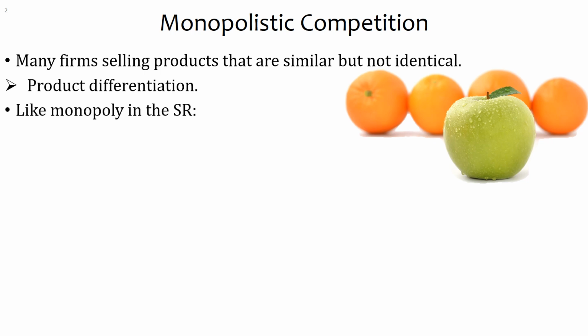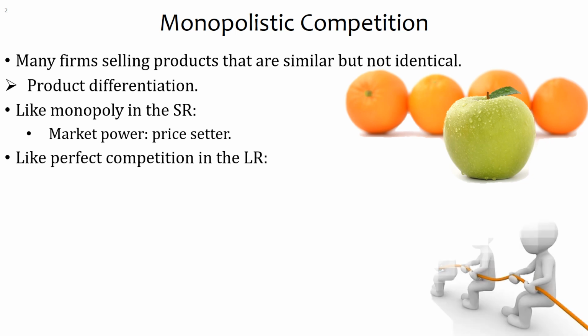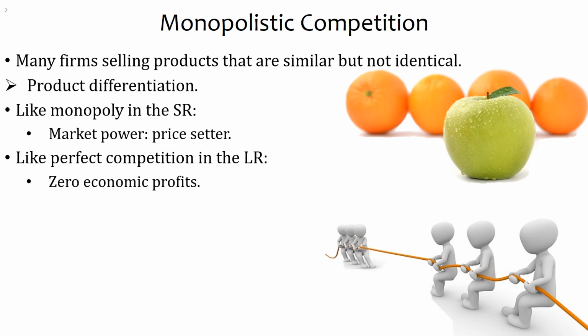It's like monopoly in the short run, which means that there is some level of market power, not too much, but there is some level because you're kind of special, you're kind of unique. And it's like perfect competition in the long run. So in the long run, it levels off. What it means is that there are zero economic profits because of freedom of entry and exit. So that was an important thing. Whenever there is freedom of entry and exit, the profits level off to zero.